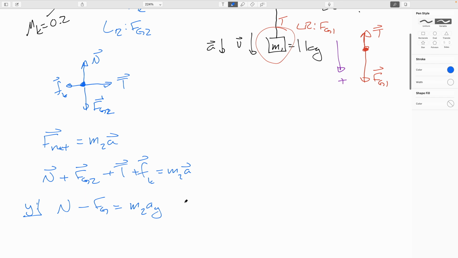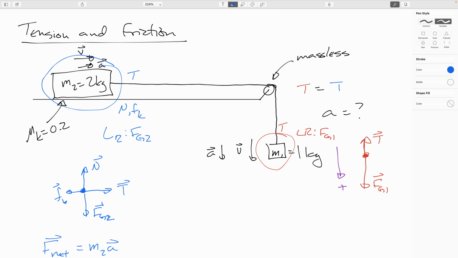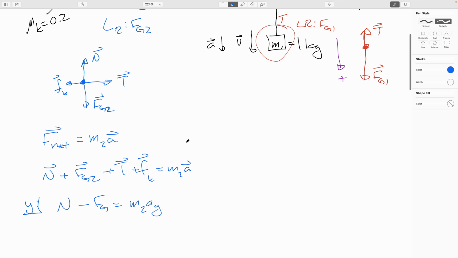That's right, A sub Y here is equal to 0. Why do we know that? We know that because our acceleration vector points straight to the right. If it were anything other than 0, that would mean that it's either crashing through the table or flying off the table. So here, A sub Y is 0, which lets me set that term to 0. And I get that in this case, the normal force is equal to the force of gravity, which will be Fg2. So it'll be equal to M2G. All right, we'll tuck that away for when we need it.